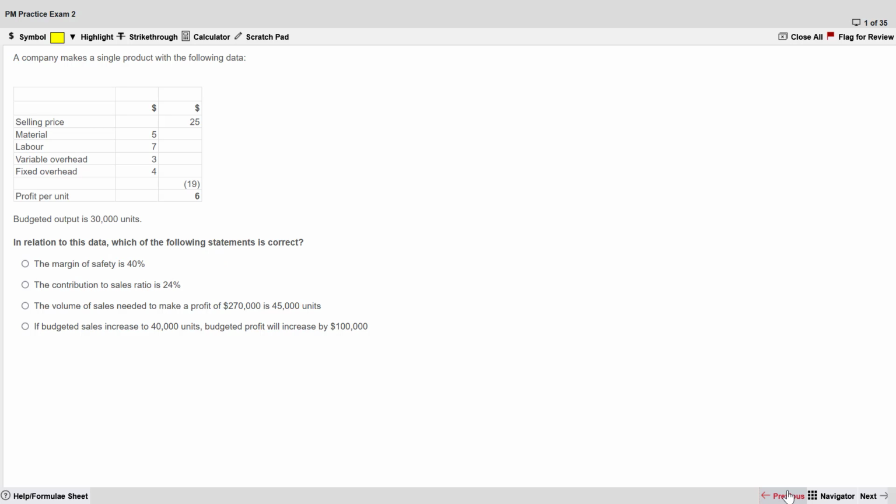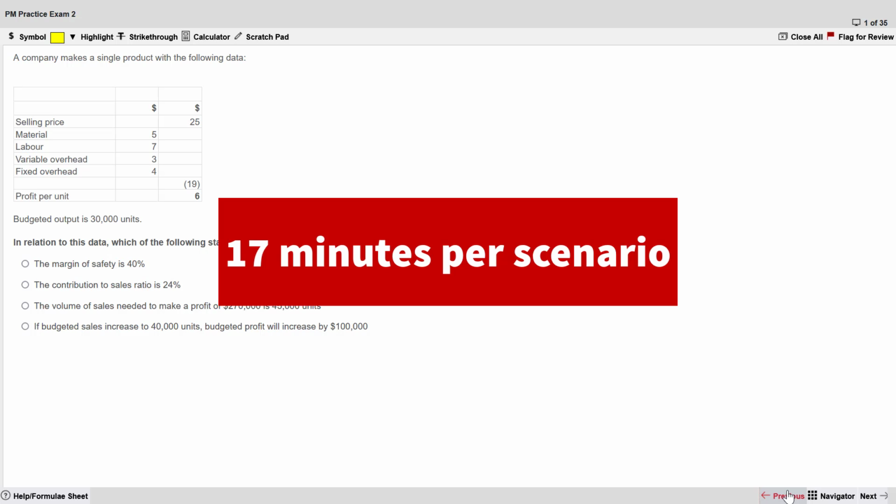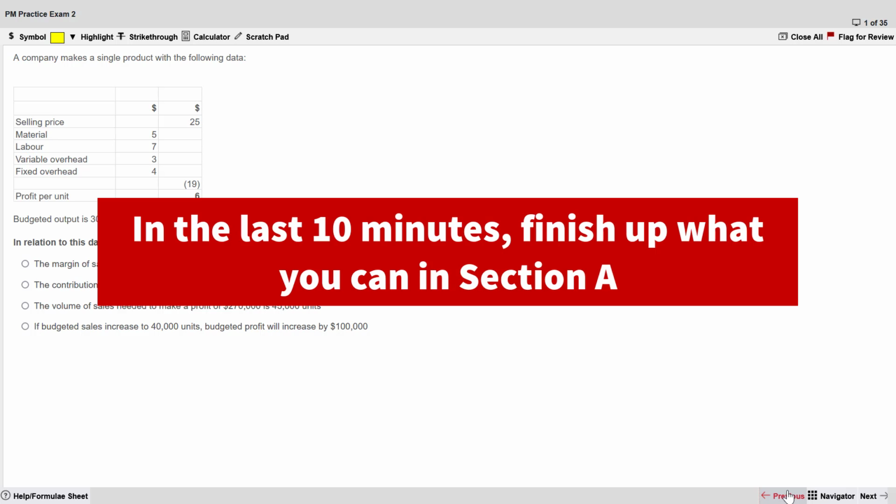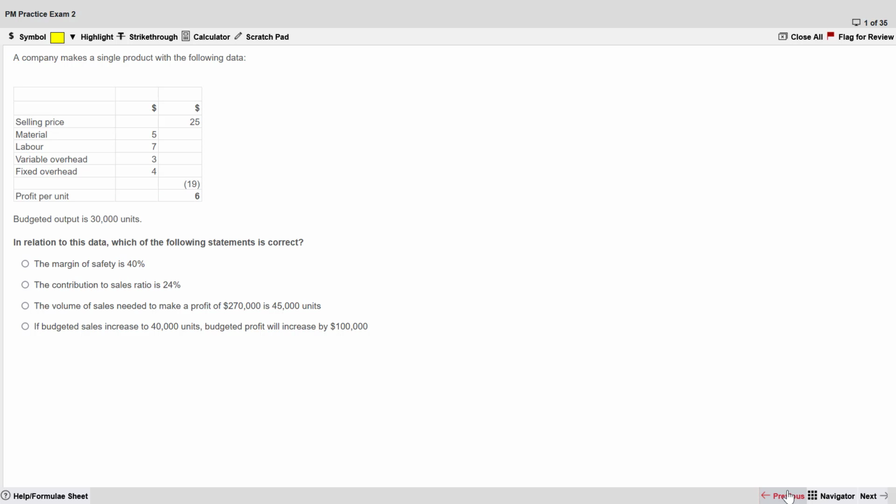In Section B, you'll give yourself 17 minutes per scenario. And if you follow that approach, you're going to have 10 minutes of buffer time at the end. Then you can come back into Section A and finish up anything that you didn't do and guess at all of the remaining questions if you have that option.